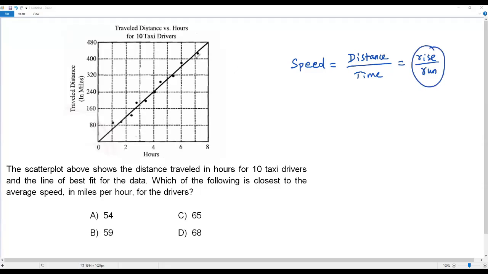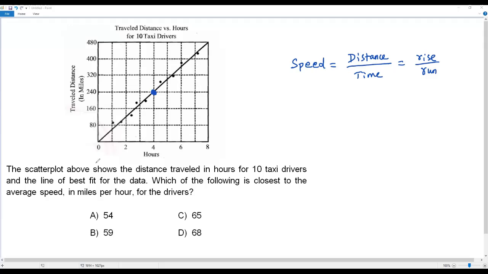So here we have the line of best fit in the scatter plot. This rise over run gives the slope of the line of best fit. That is, the slope of the line of best fit gives the average speed for the drivers in miles per hour. Okay, now to get the slope of the line of best fit, I have to choose a point on the line of best fit. Now let me choose a point over here.